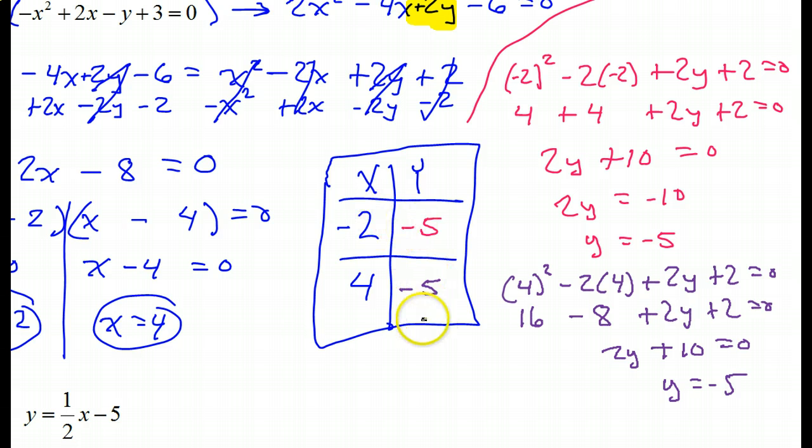So that means our two solutions must be negative 2 comma negative 5, and 4 comma negative 5.